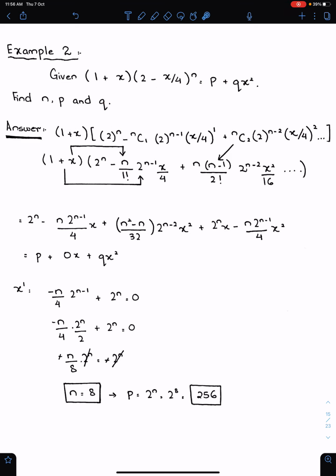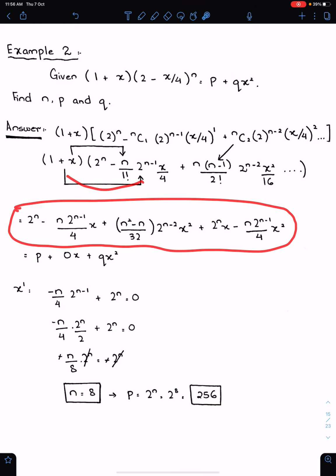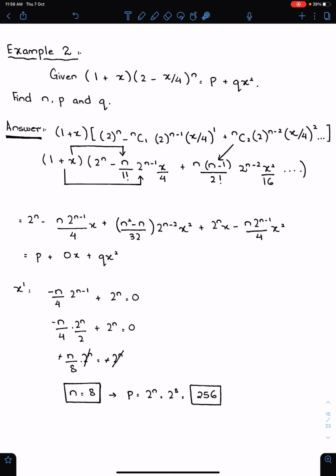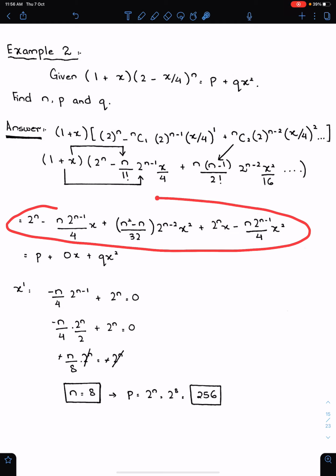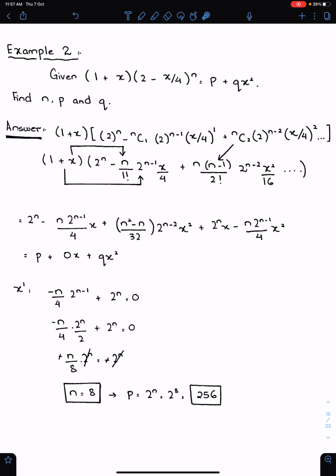So when you multiply these two, you will get this thing. Make sure you multiply these two carefully. Now you need to equate the coefficients of like powers of x on both sides. p plus 2x squared means p plus 0x plus qx squared. When x is missing, it means 0x, which is here. So this is constant and this is constant. So p is 2 power n.